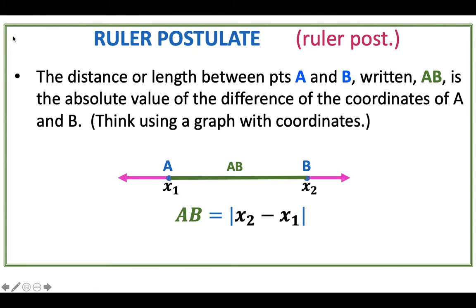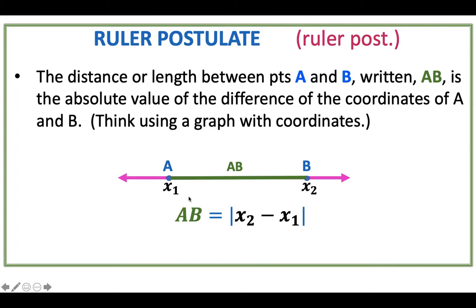Let's talk about distance in one dimension. So this is called the ruler postulate. It's in 1.2 in your textbook. And all we're doing is trying to find the distance between A and B. Remember that we talked about absolute value. These are the absolute value signs, and they indicate that once we're done doing the things on the inside of the absolute value sign, it's always going to be positive because distance is always positive, right?